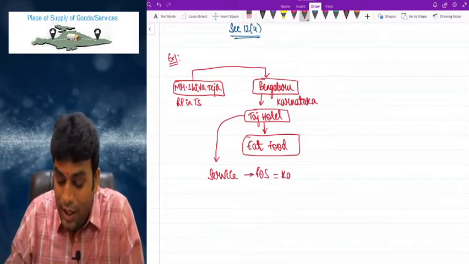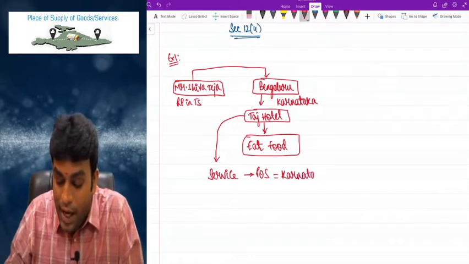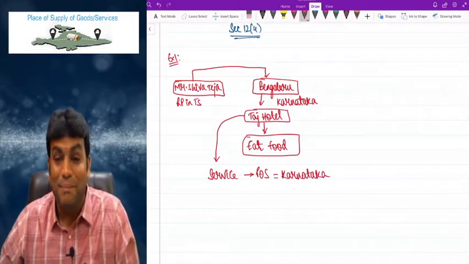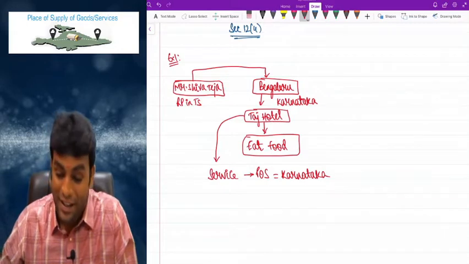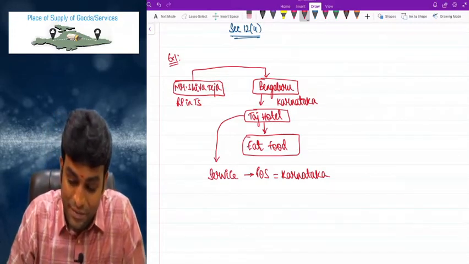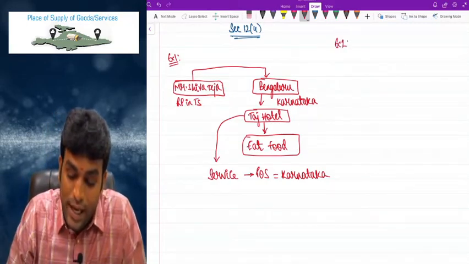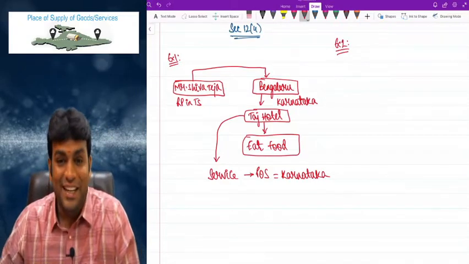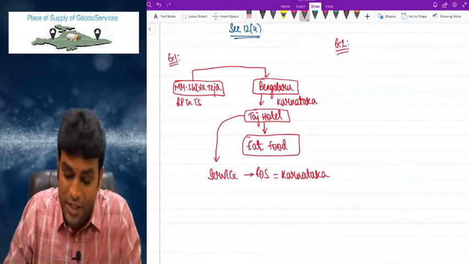Law clearly says the place of supply for this will be Karnataka. But why? That is very interesting and important. I'll tell you, don't worry. Let's look at example 2 also, my dear friends. Listen to what is happening, concentrate carefully.